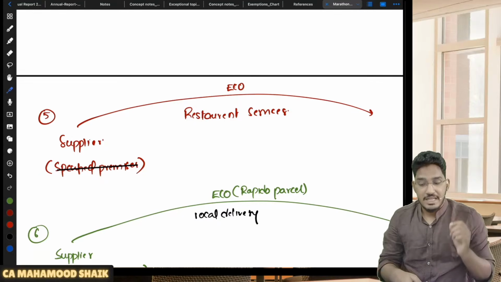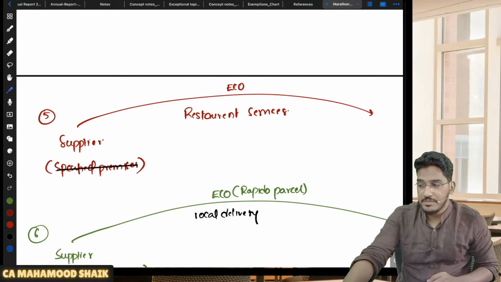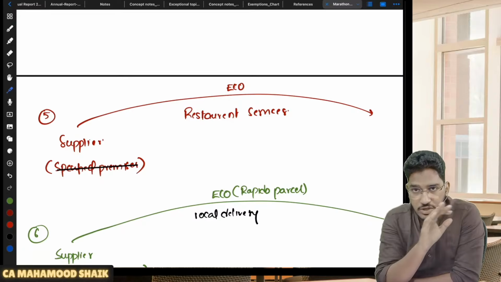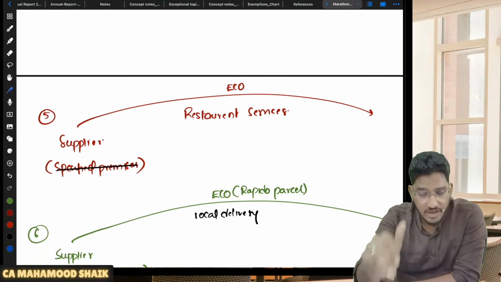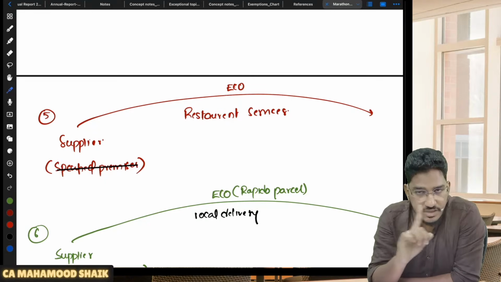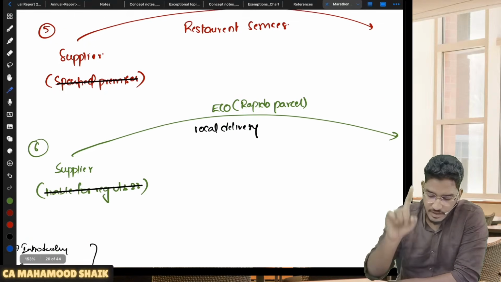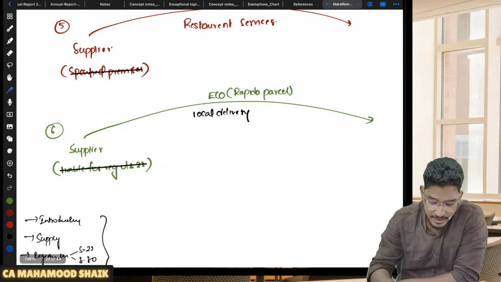In case the restaurant is not located at specified premises, and they are providing restaurant services through the e-commerce operator, then only the e-commerce operator will pay the amount of GST under 9(5). One more last service here. This was a latest amendment.